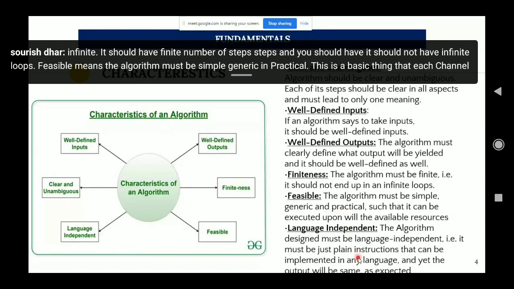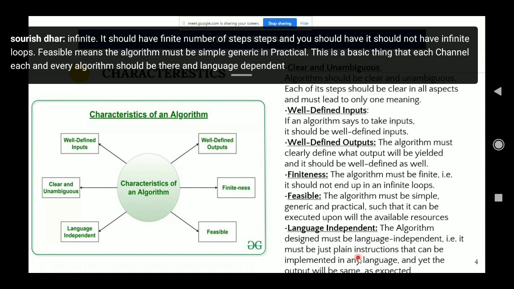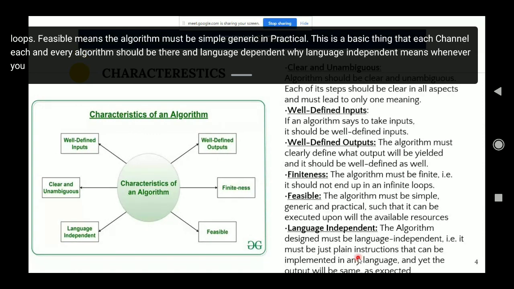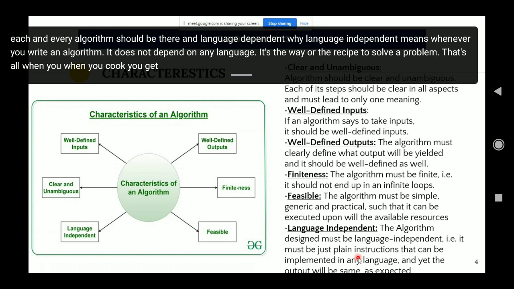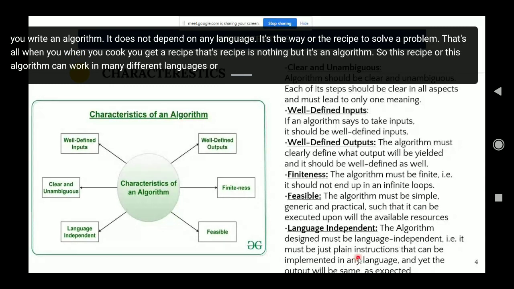And language independent. Whenever you write an algorithm, it does not depend on any language. It's the way or the recipe to solve a problem. When you cook, you get a recipe. That recipe is nothing but an algorithm. So this recipe, or this algorithm, can work in many different languages or many different implementations. So those are the characteristics of an algorithm.